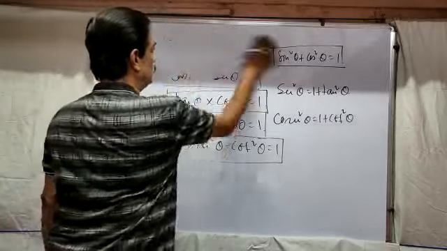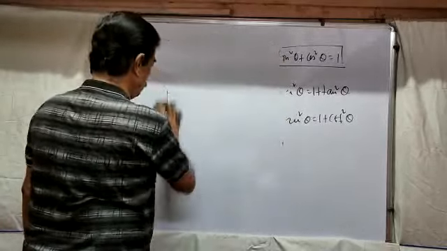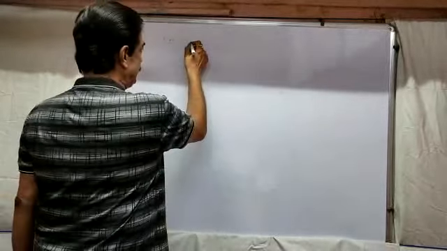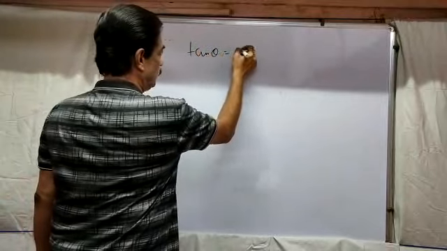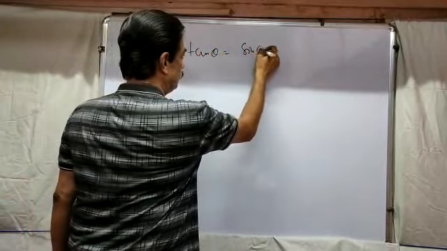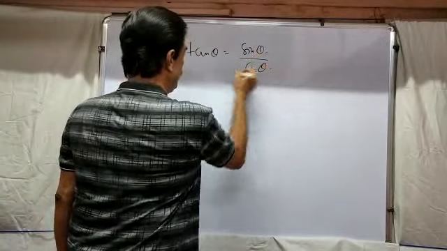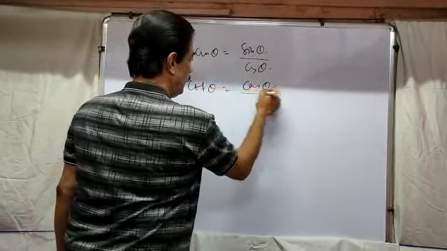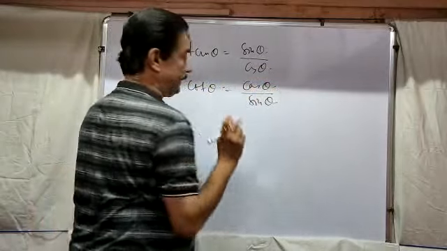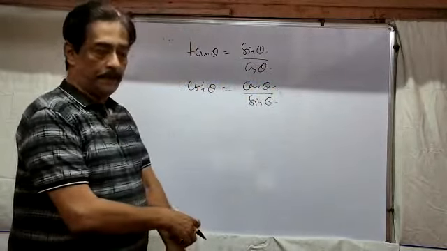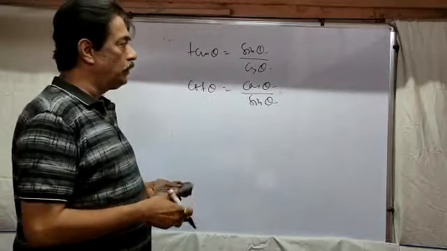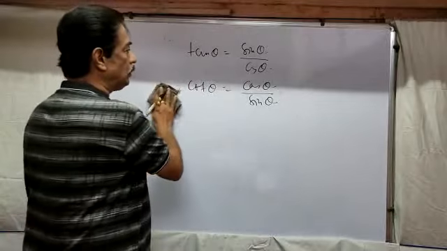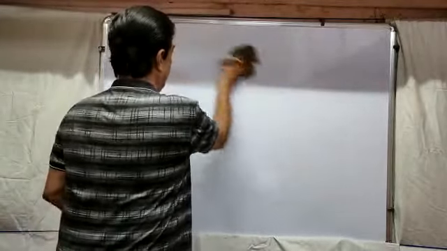Next part, tan theta, we know the value is sin theta by cos theta. Similarly, cot theta equal to cos theta by sin theta. Now remember, your syllabus is 9-10, but you have to apply very fast. First of all, recapitulate the formulas. Then we want to see how these formulas can be applied in your examination questions.